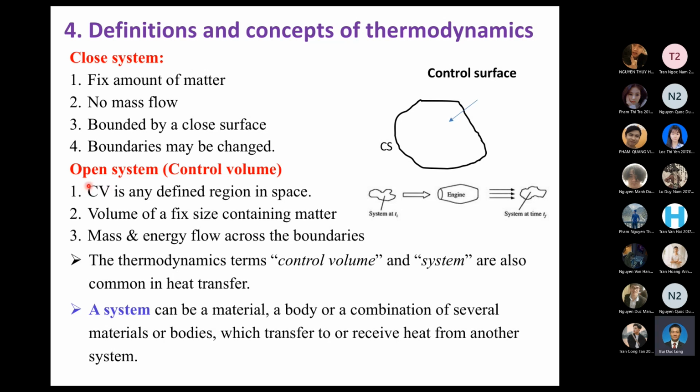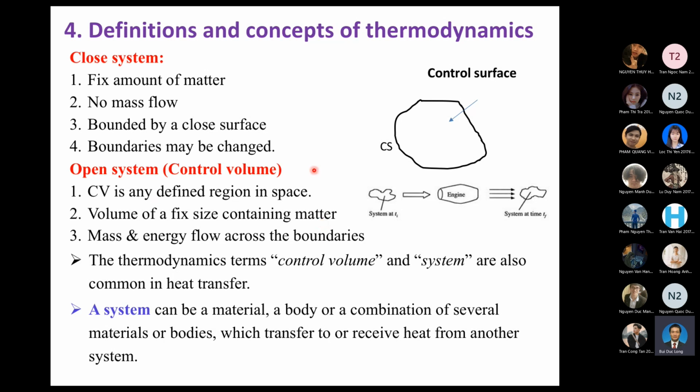And the second one is open system, or we call it a control volume. So this is the control volume surface, for example. So how do we define the open system or control volume? A CV is any defined region in space. Okay, any region in space, and a volume of a fixed size containing matter. Okay, the volume is of a fixed size. Okay, the volume doesn't change. But for our closed system, the boundary can change.